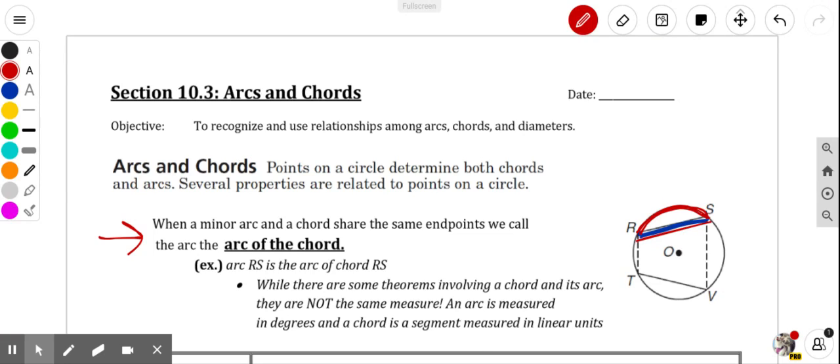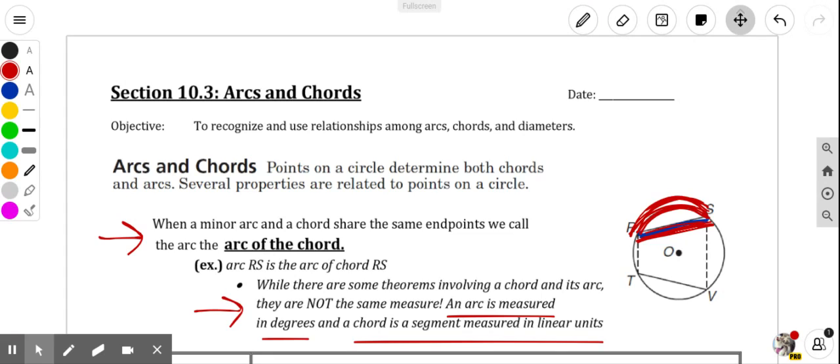And so while there are theorems that have to do with the two of them, they're not the same measure. That's what I have right here, because the arc is measured in degrees, and the chord is measured in linear units. And yes, we can find the length of an arc, but the length of this arc would definitely not be the length of that segment because this is a curve, so it'd be longer. So the theorems that we're going to learn, just remember that the arcs and the chords do not have the same measure. There are certain relationships that are true.